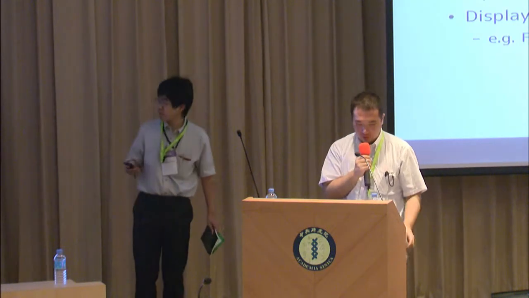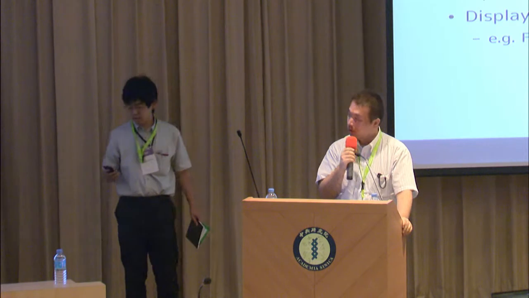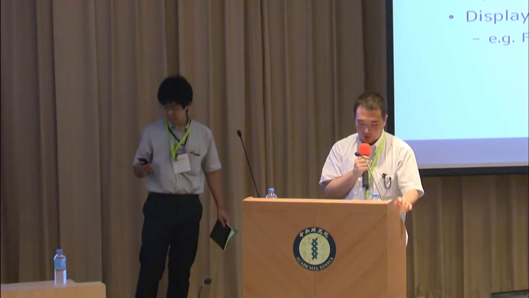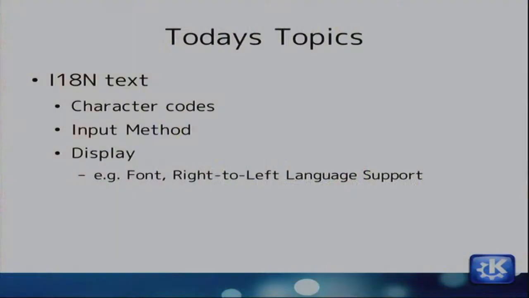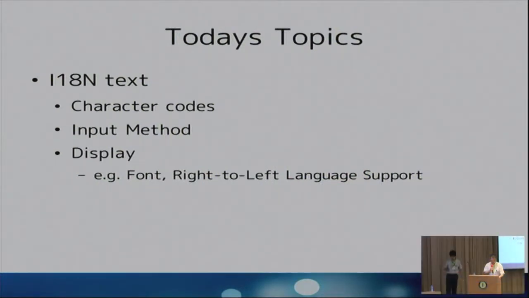There are a lot of topics in internationalization support, but in this session, we'd like to focus on processing internationalized text. The system has to support three things. First, express characters as character code. Second, input support for various kinds of characters. And third, display them in an appropriate style for each country.